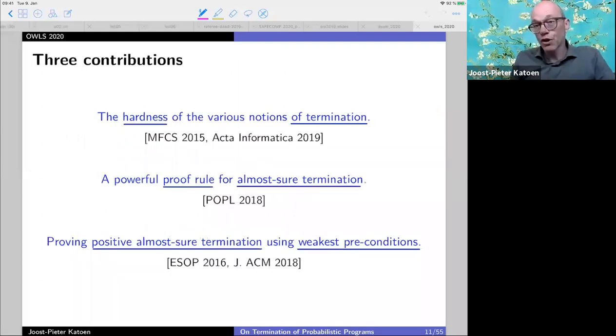Good. What I want to show in this talk is actually 3 contributions or 3 results, and I will briefly give some insight into those results. The first issue that we're going to tackle is how hard is it to check these different notions of termination. Then I would like to present you a proof rule to prove that a program is almost surely terminating, and I will give you some examples. And if time permits, I also am going to show you at least a glimpse of a weakest precondition calculus to prove positive almost sure termination.